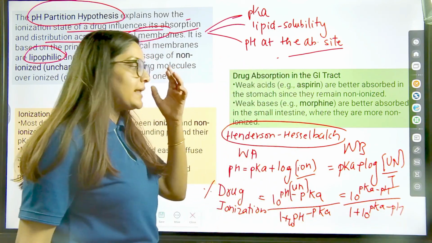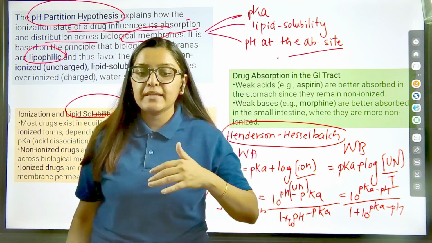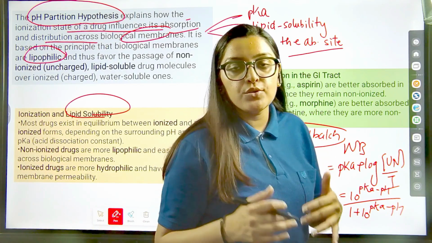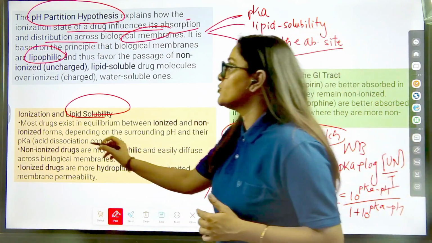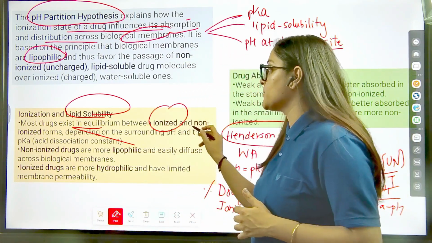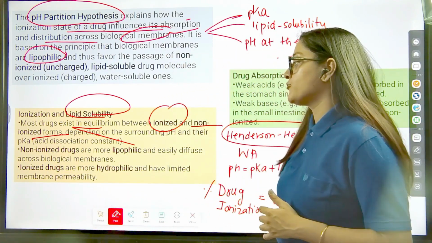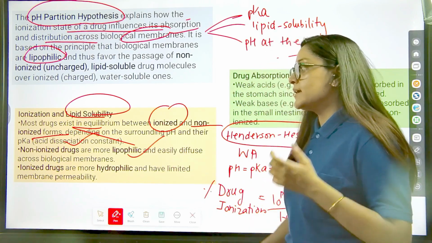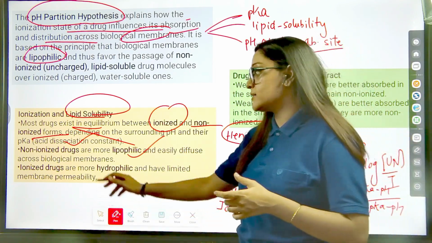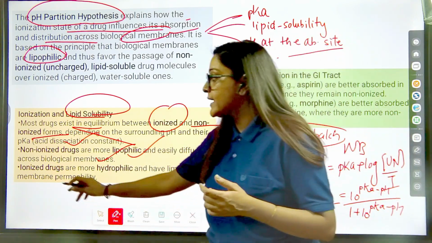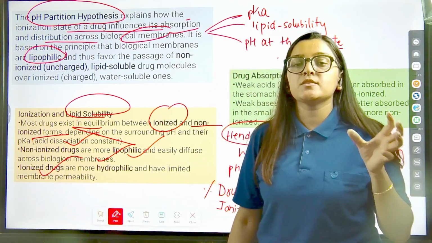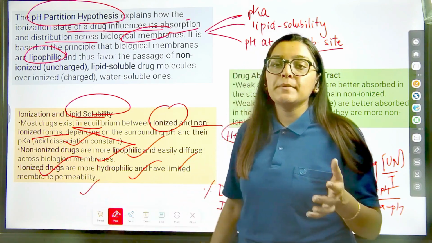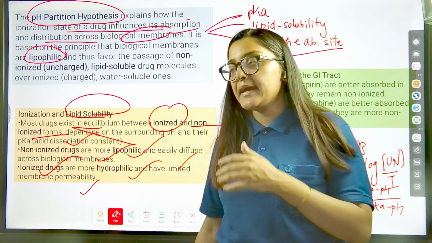So with the given values of pKa and pH, we can get the percentage ionization of the drug. Mostly the drugs exist in an equilibrium of ionized and unionized forms. Generally, the non-ionized or unionized fractions are considered lipophilic, which will diffuse across the membrane quite readily. Then we have ionized fractions, which are more on the hydrophilic side and have limited permeability, which we all know, right?